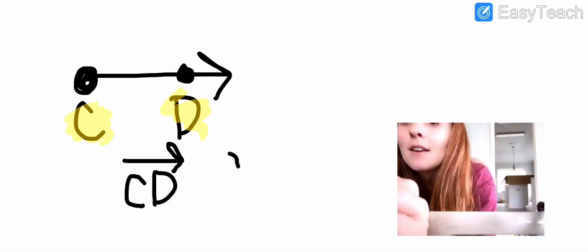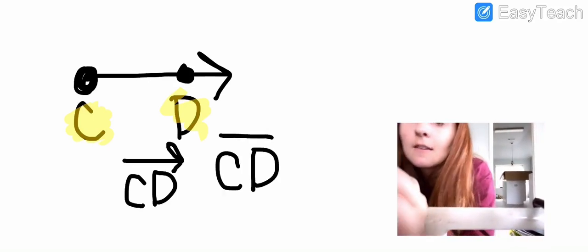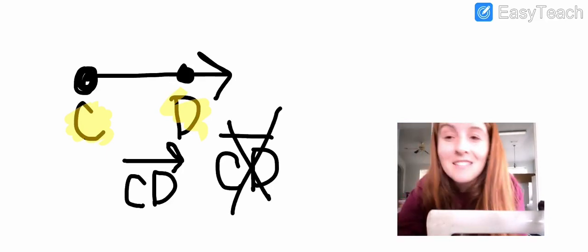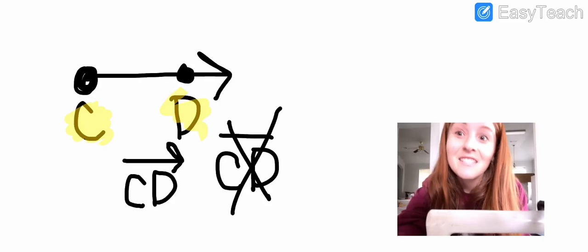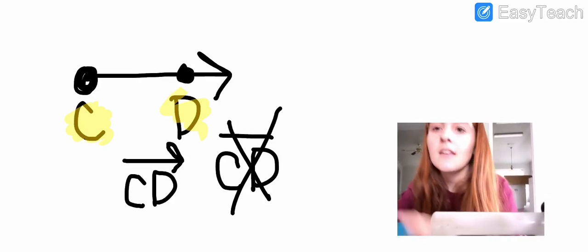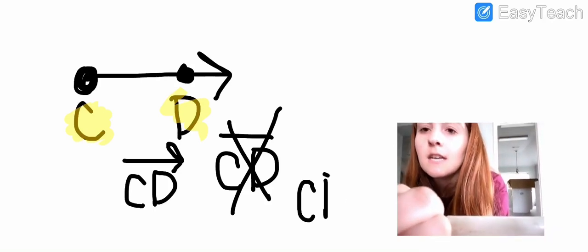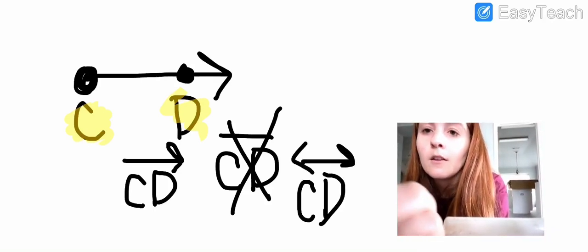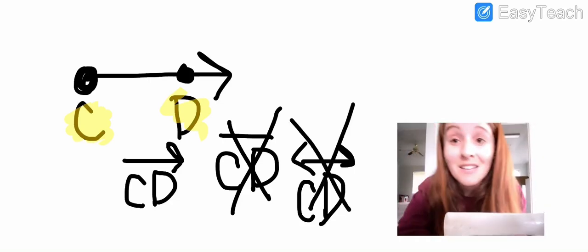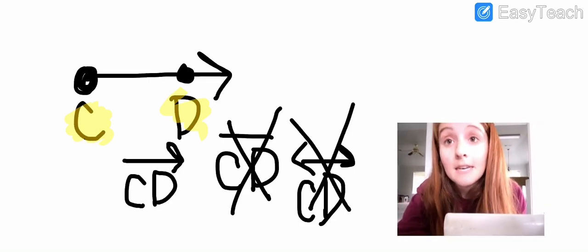Now, if you were to write this, that would be incorrect. You cannot write that. That's like saying that that is line segment CD. And that's not what we have. We have a ray. Same thing if we did this. If we did CD and then we put both arrows on both ends, that would also be incorrect because that's telling us we have line CD.